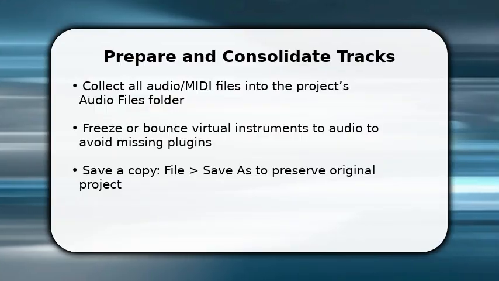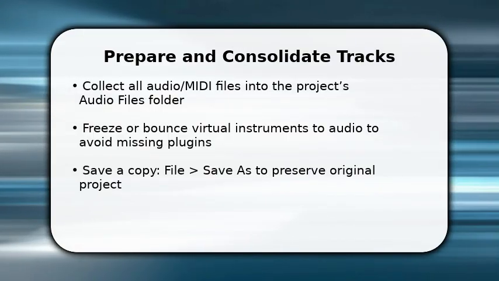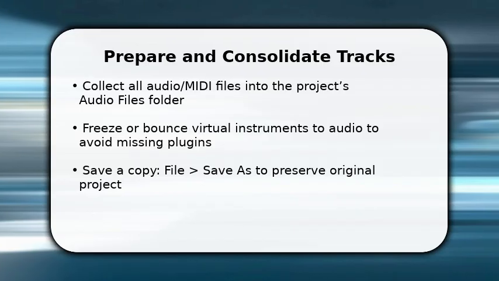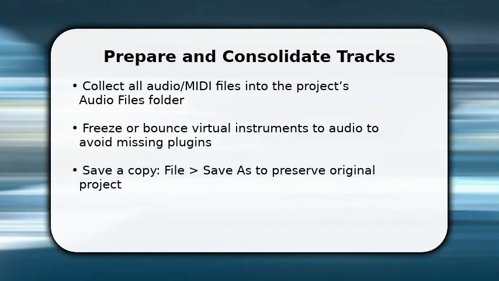You'll start by making the project self-contained, so the zip includes everything. First, consolidate assets. Bounce or freeze any virtual instruments to audio so plugin dependencies vanish. Next, gather external samples and drag them into the project's audio files folder. This ensures no missing media. Once done, save a new copy with File, Save As, so you preserve the original and create a clean version to export. This reduces playback errors when someone else opens the project.